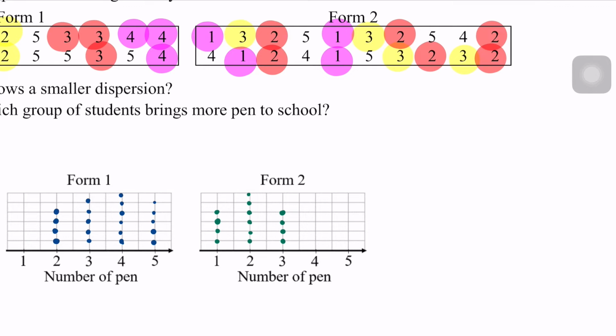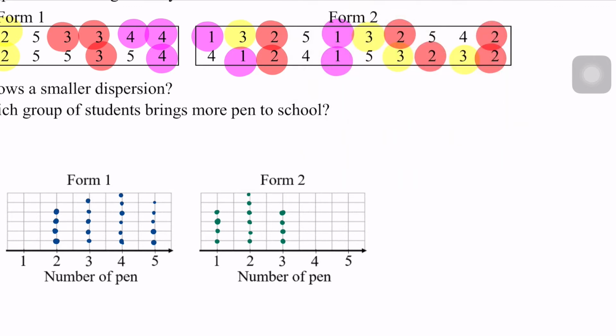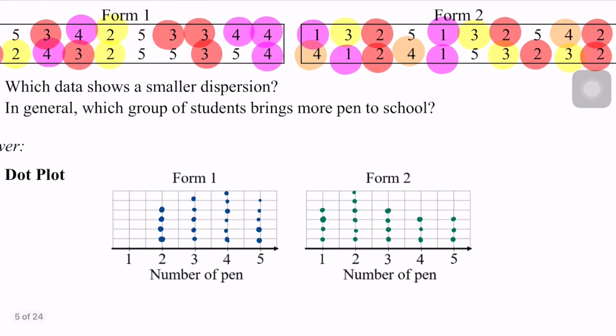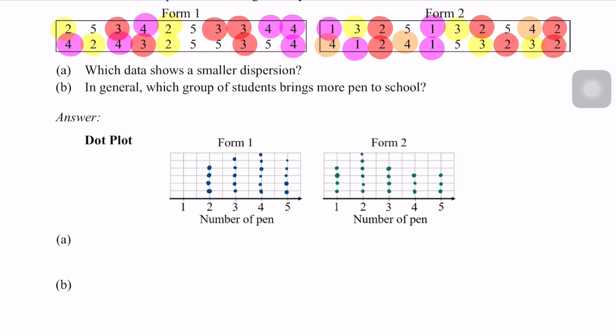Okay, next, we have number 4. 1, 2, 3. Ada 3 je kan? And last one is 5. 1, 2, 3. Ada 3, 5. So settle kita punya dot plot. Cantik kan dot plot saya? Okay, so let's look at the first question.